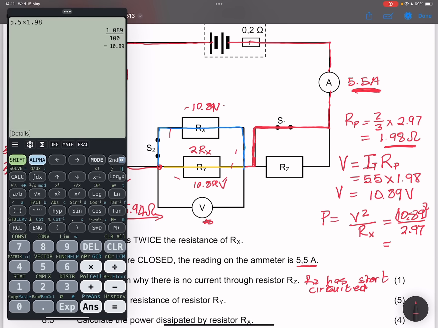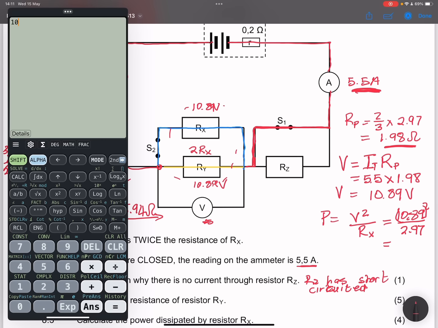And in this case, what do we have? So that's 10.89 squared, divided by 2.97. And so that gives me a total power dissipated of 39.93. And remember, power is measured in watts. And I'm sorry that I had to squeeze that in there.